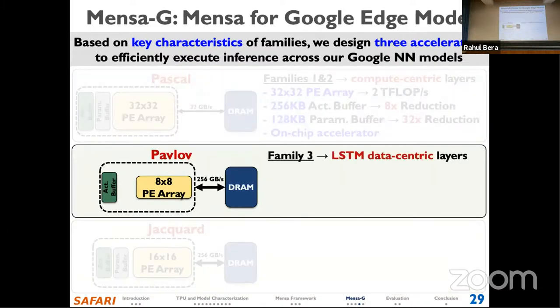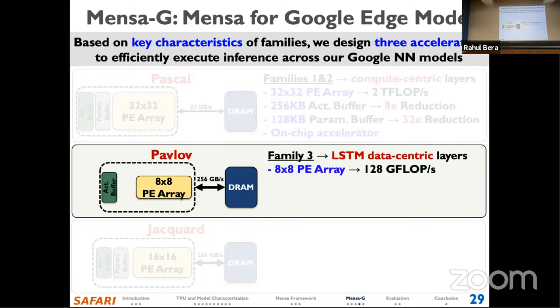The second accelerator is Pavlov. Pavlov caters to the data-centric layers in family three. We have an accelerator only for the LSTM. LSTM has quite particular characteristics. It has really low data reuse inside the accelerator itself, and this is going to impact the accelerator design.